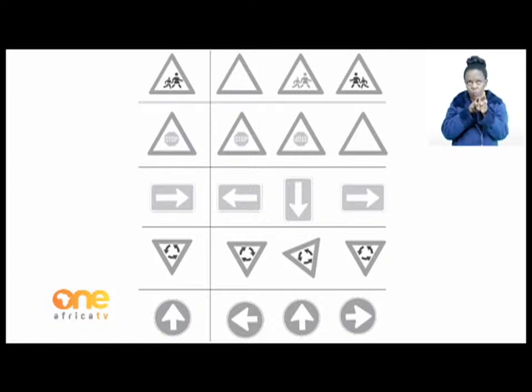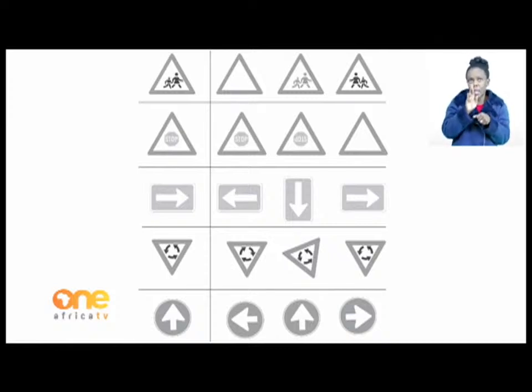The first one we see there is telling us to look out for people around the road. It may be near a school, or it may be near a community where people live. The next one is a stop sign, which is very simple to remember because it has the word stop on it. The next one is an arrow that is pointing towards the right-hand side.